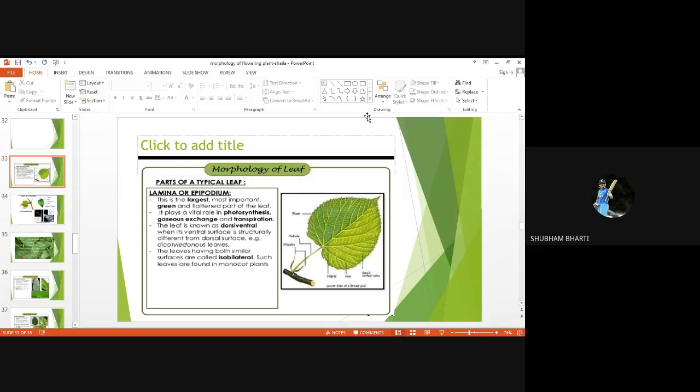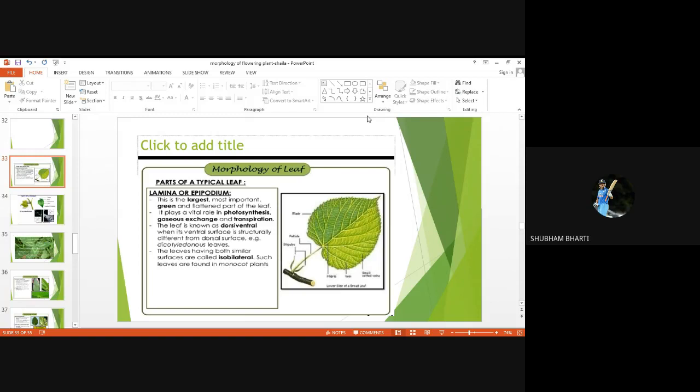Leaf may be defined as the dorsoventrally compressed lateral appendage of the stem produced at nodes, and it is specialized to perform photosynthesis. It is the green, thin, expanded portion due to the presence of chlorophyll pigment. The main functions of the leaf are photosynthesis, exchange of gases, and transpiration.